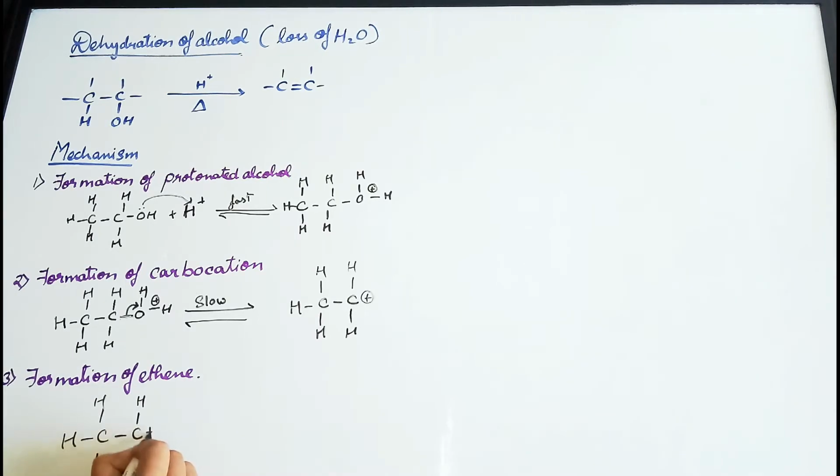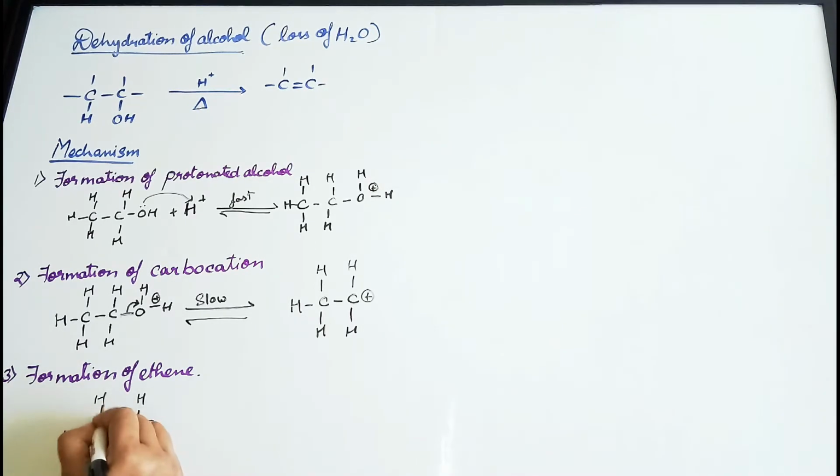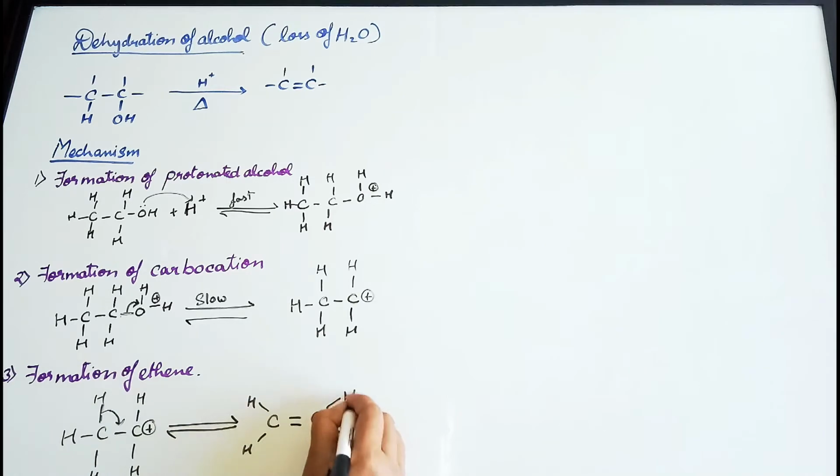Okay, we have the carbocation. Right. Now what happens is it loses this hydrogen atom. When this loses the hydrogen atom, the bond shifts this way and you have a double bond between both the carbon atoms. And this leads to the formation of an ethene and an H plus.